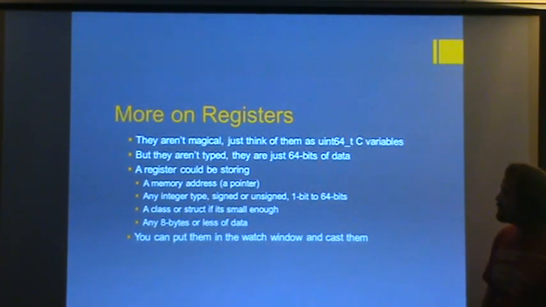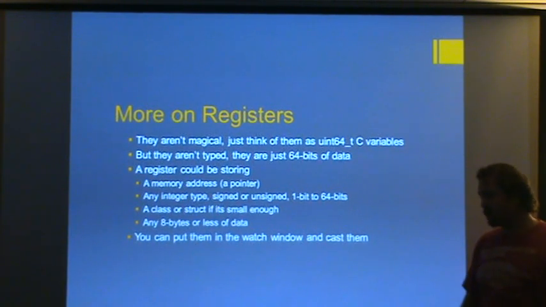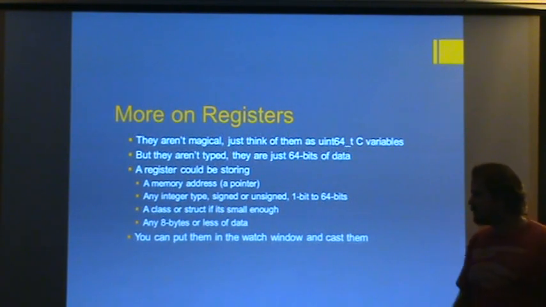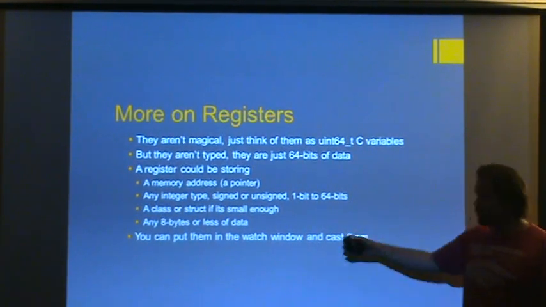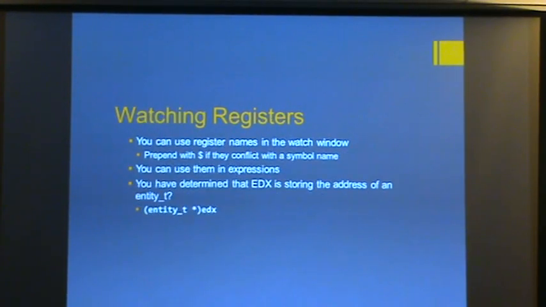So registers aren't magical in any way. You can just think of them as unsigned 64-bit integers if they were C variables, but they aren't typed. All they do is store 64 bits of data. So at any point in time, a register could be storing a memory address, any kind of integer type between 1 and 64 bits, a class or a structure if it's small enough to fit into that register, or really any 8 bytes of data. But the most important thing is you can put them into the watch window and just look at their contents, as if they were any kind of local variable.